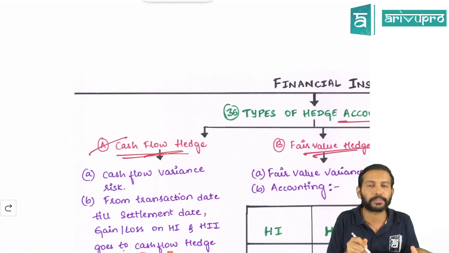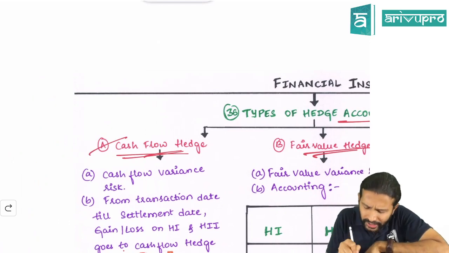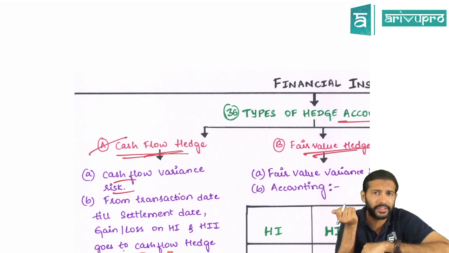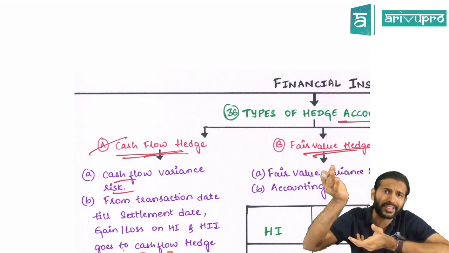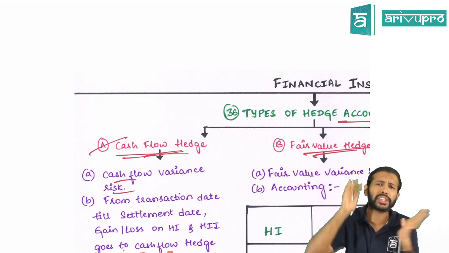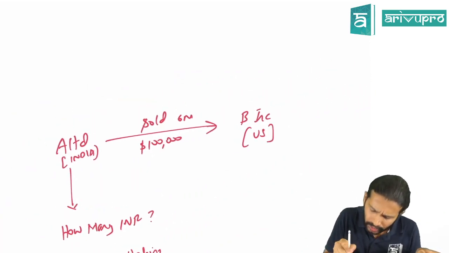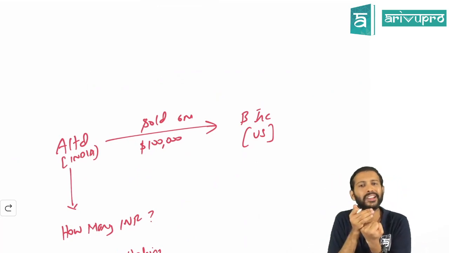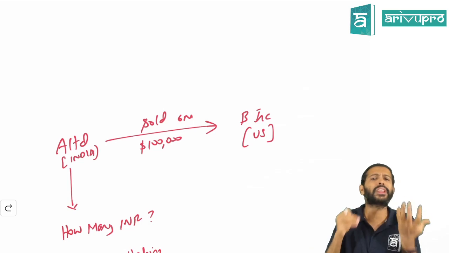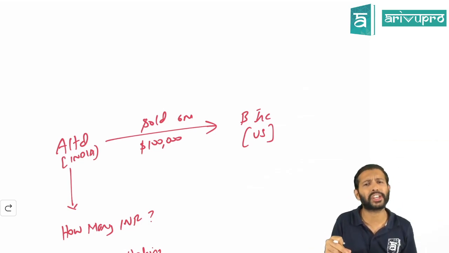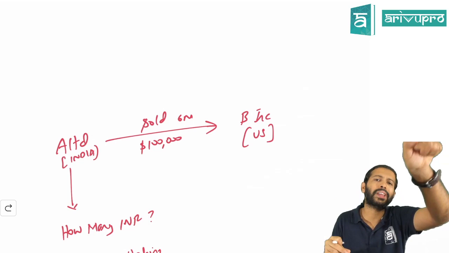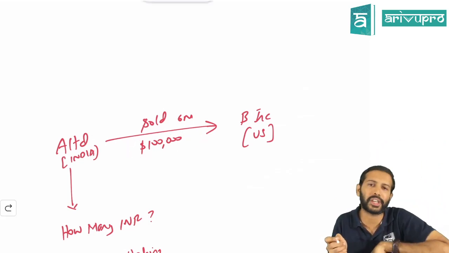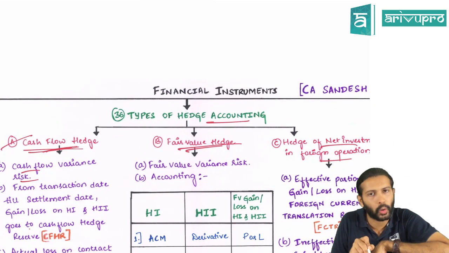Cash flow hedge means what? There is a risk associated with cash flow variance, like how much cash you will receive, you don't know. To cover that risk, if you're doing a hedge, we call that a cash flow hedge. Like in this particular example, A has to receive $1 lakh, but they're not interested in dollars, they are interested in INR. So how much cash flow they will receive in INR is subject to exchange rate fluctuation. So if A is doing any activity to cover this particular cash flow risk, we call such a hedge a cash flow hedge. All right.